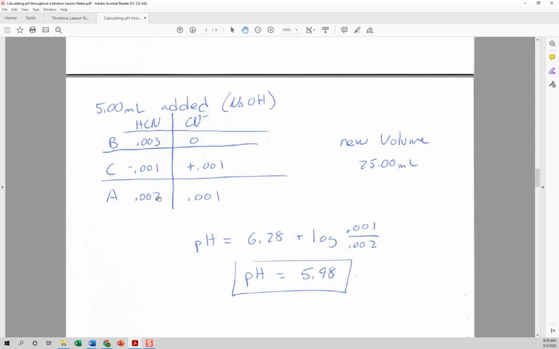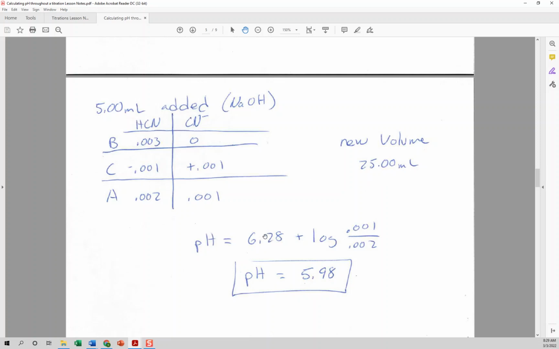Now, understand that our new volume at this point is 25 milliliters. We don't need to calculate the molarities of these, but if we needed to, we would be dividing by 0.025, because we started with 20 milliliters of the HCN in the flask, and at this point we've added 5 milliliters of NaOH, so our new volume is 25. I just made a side note there so we truly understand what's going on during this titration, right? So now all we have to do is plug that into the Henderson-Hasselbalch.